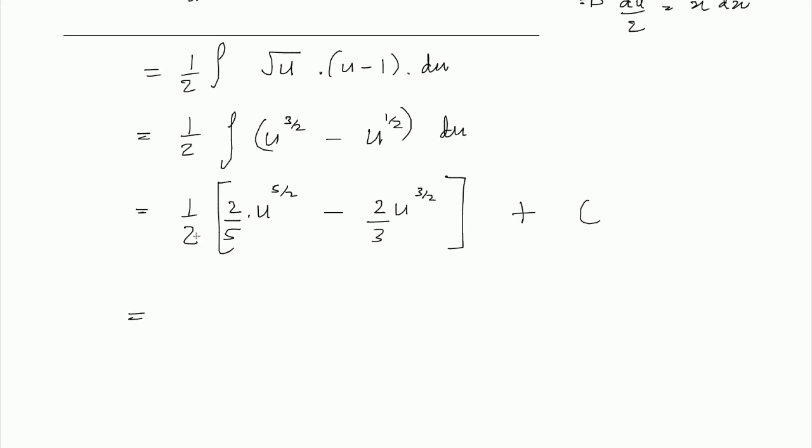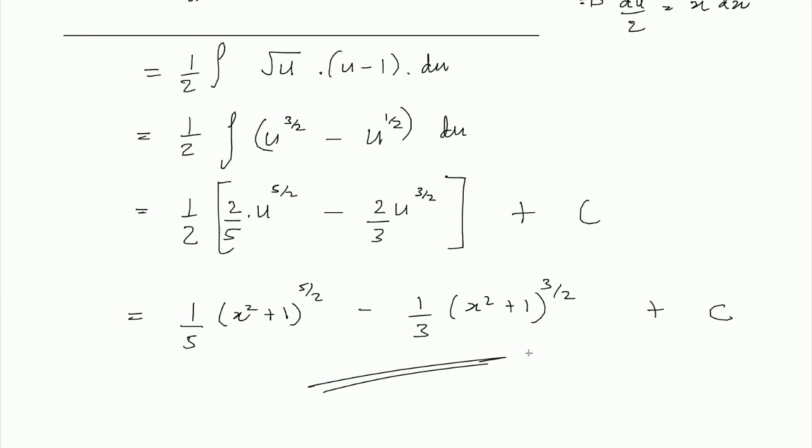And for the final result, all we have to do is replace the u with x squared plus 1. And I can also cancel out the half with these 2's. So I'll have 1 over 5 times x squared plus 1 to the power 5 halves minus 1 over 3 times x squared plus 1 to the power 3 halves. Now the 2's over here got cancelled with this half. And I have my plus constant of integration, which is the final answer.